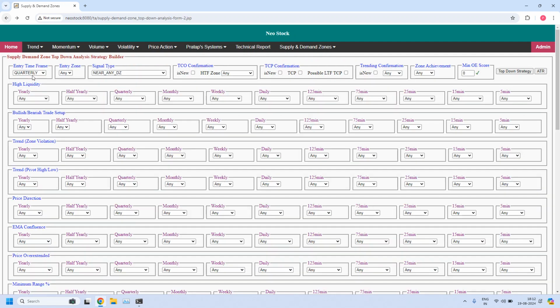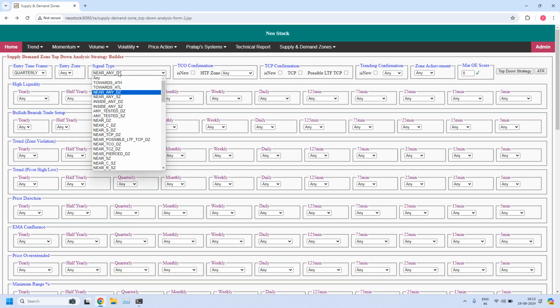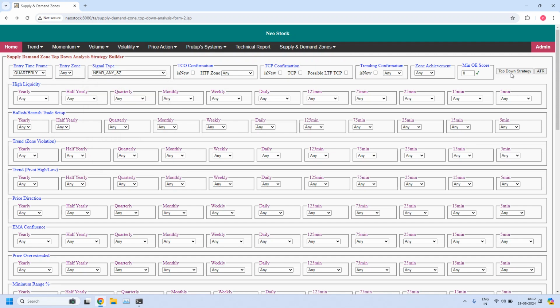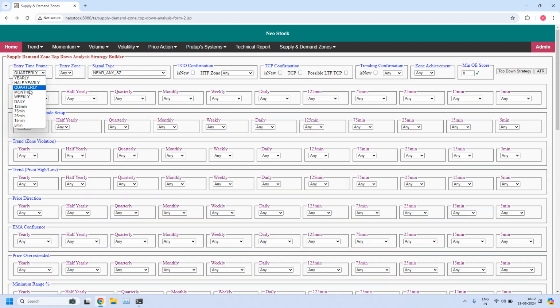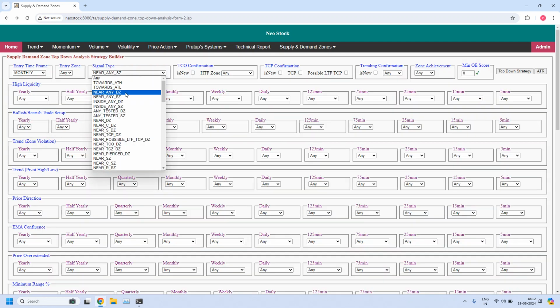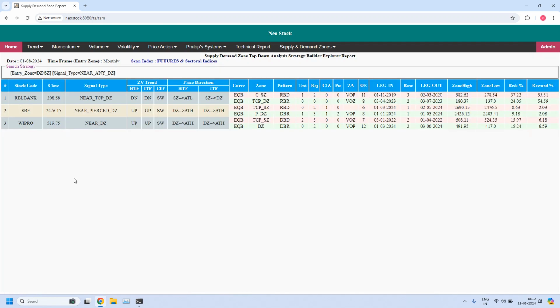In the next report for quarterly time frame, let us find the stocks near quarterly supply zone. Four stocks are filtered near to the quarterly supply zone. Next, I am changing the time frame to monthly. Let us find the stocks near monthly demand zone. Three stocks are filtered which are near to the monthly demand zone.